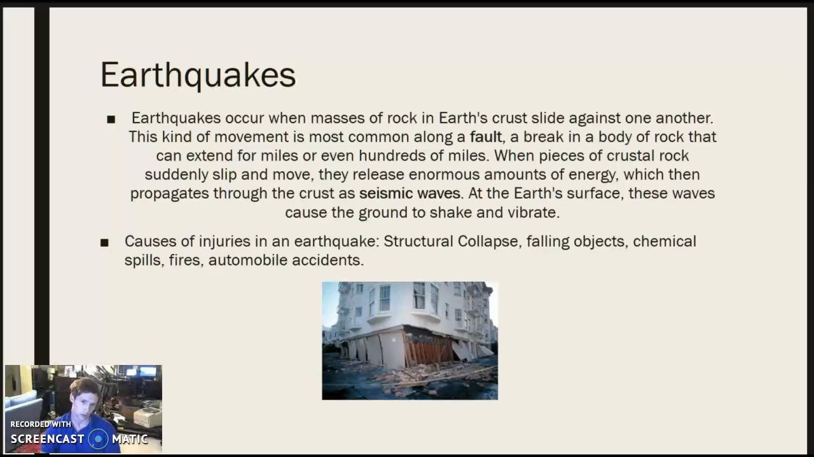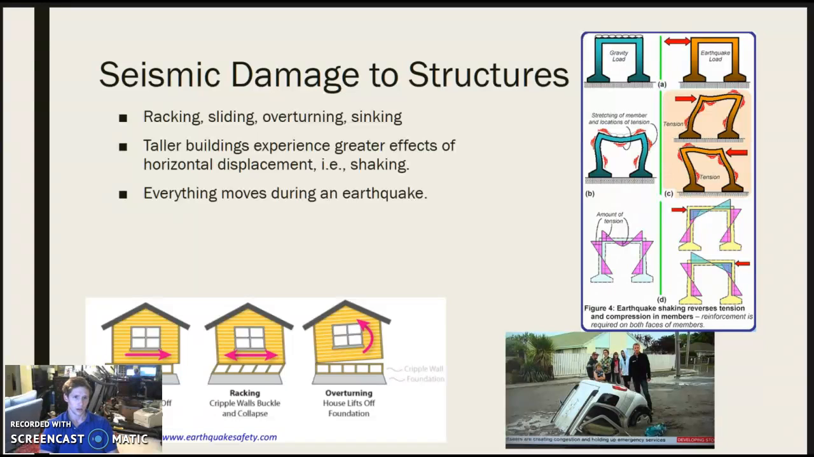As a result of an earthquake, a lot of the time it'll cause injuries through structural collapse, falling objects, chemical spills, fires, automobile accidents, and so on. Now, seismic damage to structures is usually a result of either racking, sliding, overturning, or sinking.